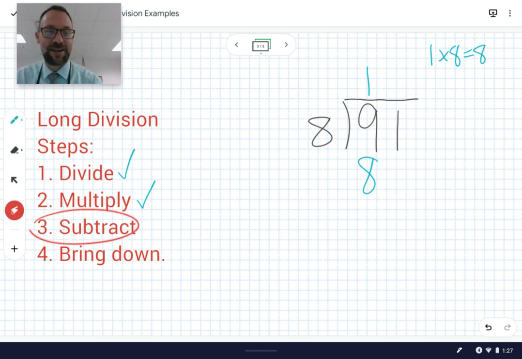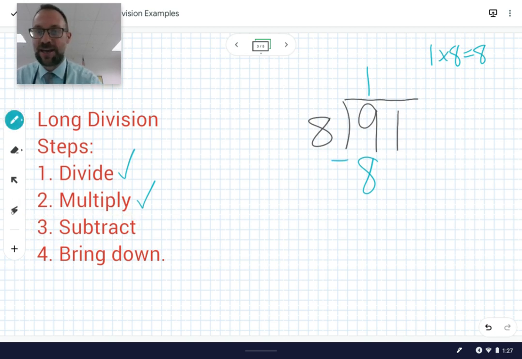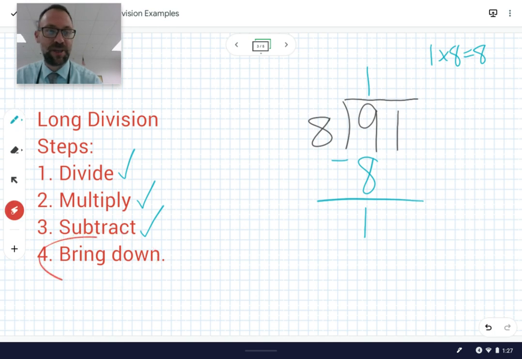Now we have to subtract. Let's go ahead and do that. 9 minus 8, that's 1. That takes care of the subtraction step. And now we bring down our final step. So we'll go over here, we'll bring down the 1, and we'll write it right there. 1. So now that takes care of the bring down step.